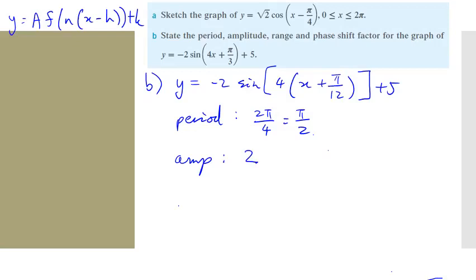Amplitude's always positive. This really needs to stop for free. I know the battery's low, thank you.